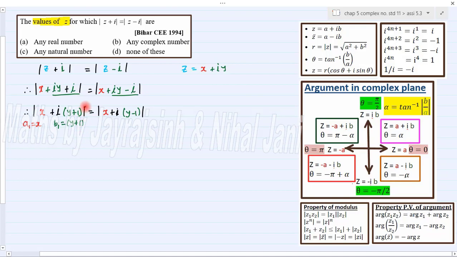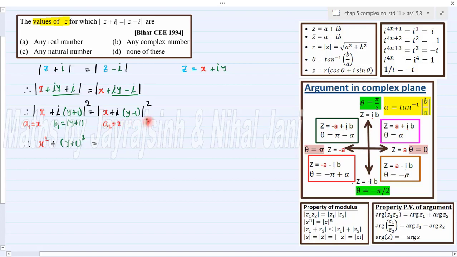To avoid the under root, let's square both the sides. So, on the left hand side, we will get x square plus y plus 1 the whole square. And on the right hand side, the real part is x and the imaginary part is y minus 1. So, we will get x square plus y minus 1 the whole square.